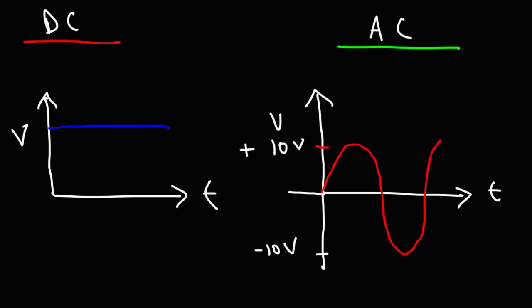Now let's talk about what that means in an actual circuit. So here we have a DC power source, a battery, and a resistor. In this circuit, current, that is conventional current, flows in only one direction. It flows from the positive terminal to the negative terminal. But keep in mind, electron flow is in the opposite direction.